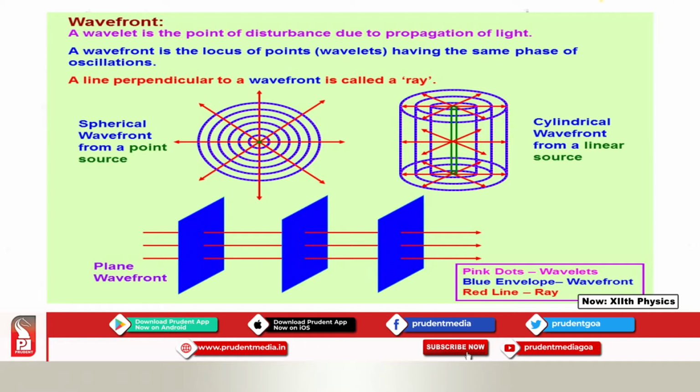See here, this is from a point source how the waves are spreading out. Now I am showing in the blue color which represents the spherical wavefront. You can see the blue one is the envelope covering all the spherical wavelets emerging from the point source. It is a spherical wavefront, from a point source.